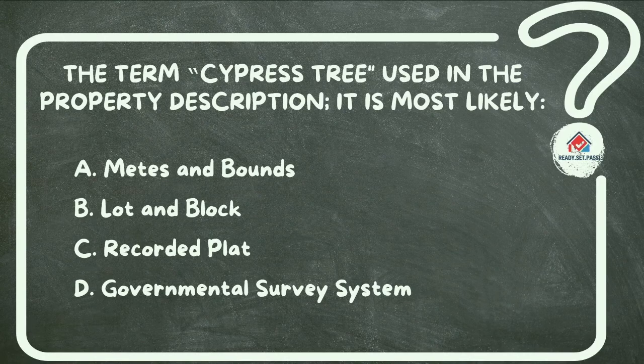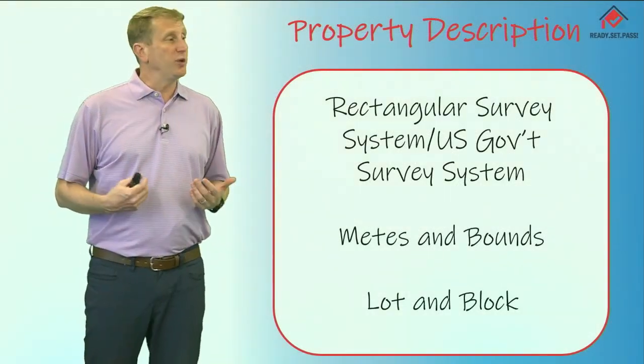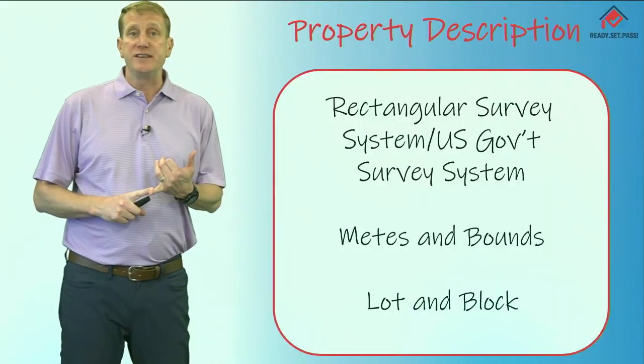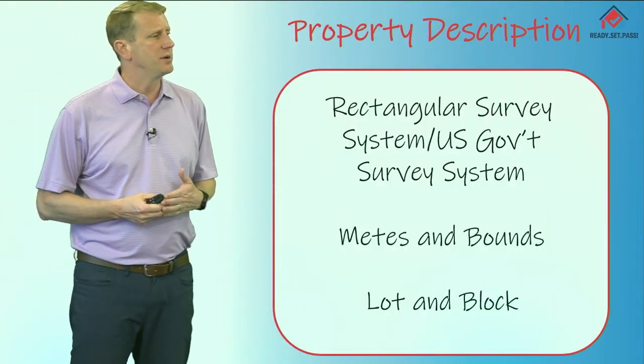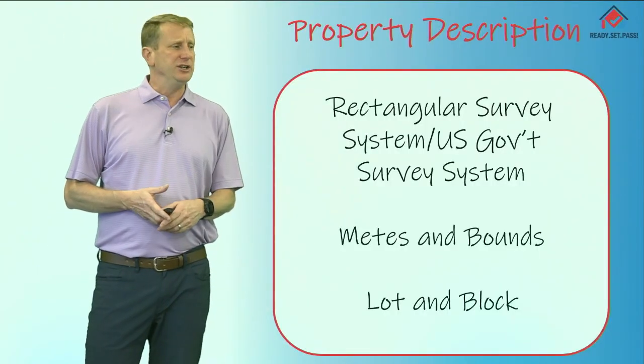The term cypress tree is used in the property description. It is most likely, and so again, now we need to understand what the different types of property description are. Metes and bounds, lot and block, recorded plat, government survey system. So here's our three different types of property description. We've got the rectangular survey system, which is the U.S. government survey system. You've got metes and bounds, and you've got lot and block.